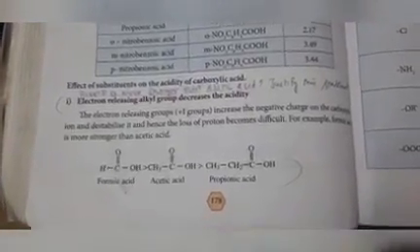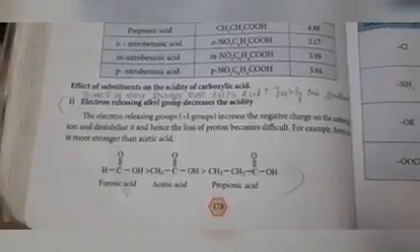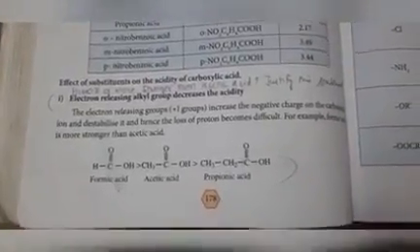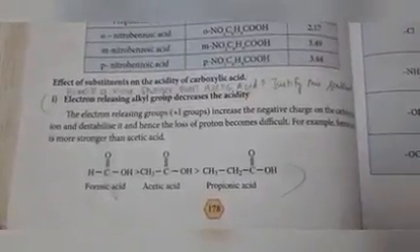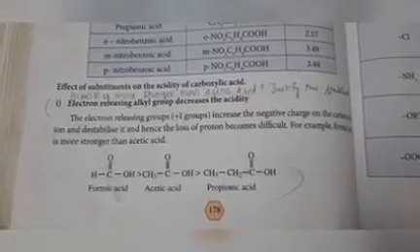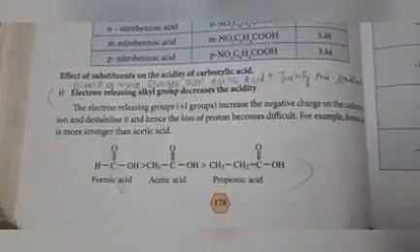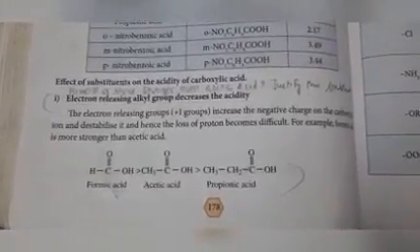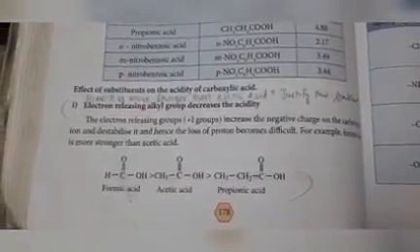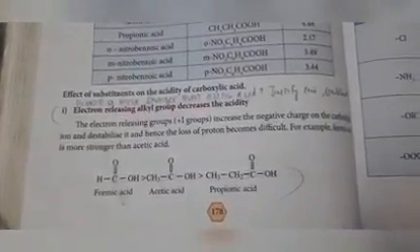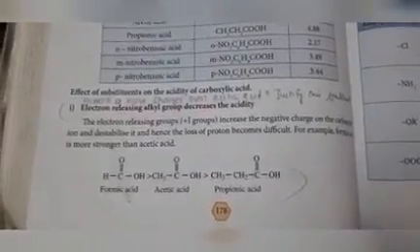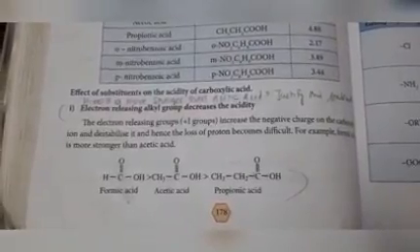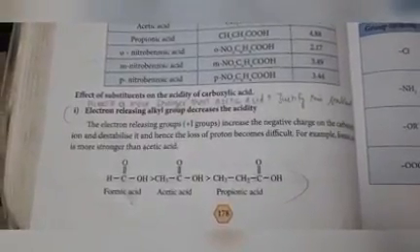Next topic, effect of substituents on the acidity of carboxylic acid. First one, electron releasing alkyl group decreases the acidity. Here one comparison is given: formic acid, acetic acid, propionic acid. Formic acid alone has greater strength compared to acetic acid and propionic acid. So formic acid has the greater acidity character.